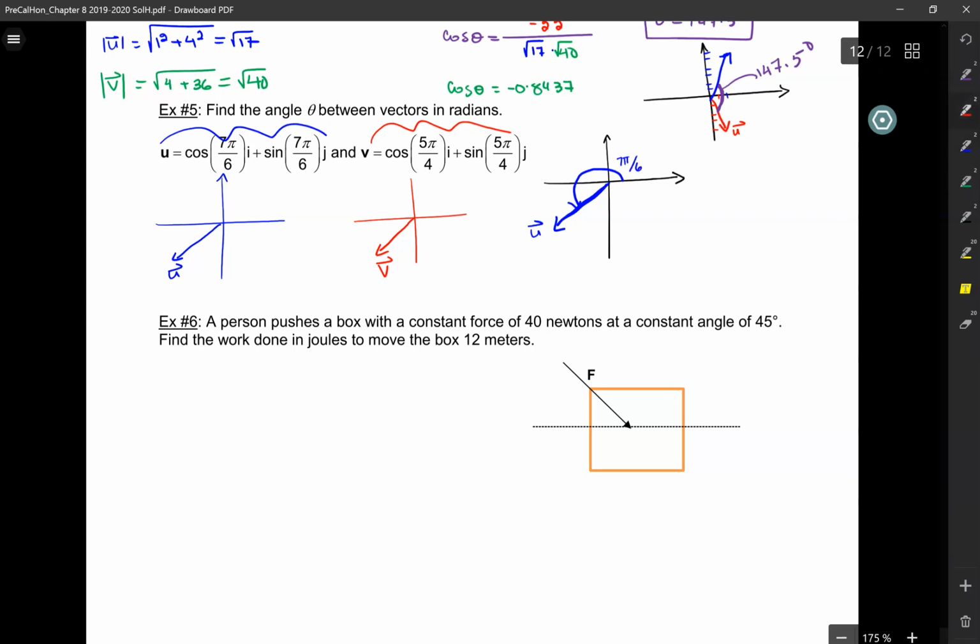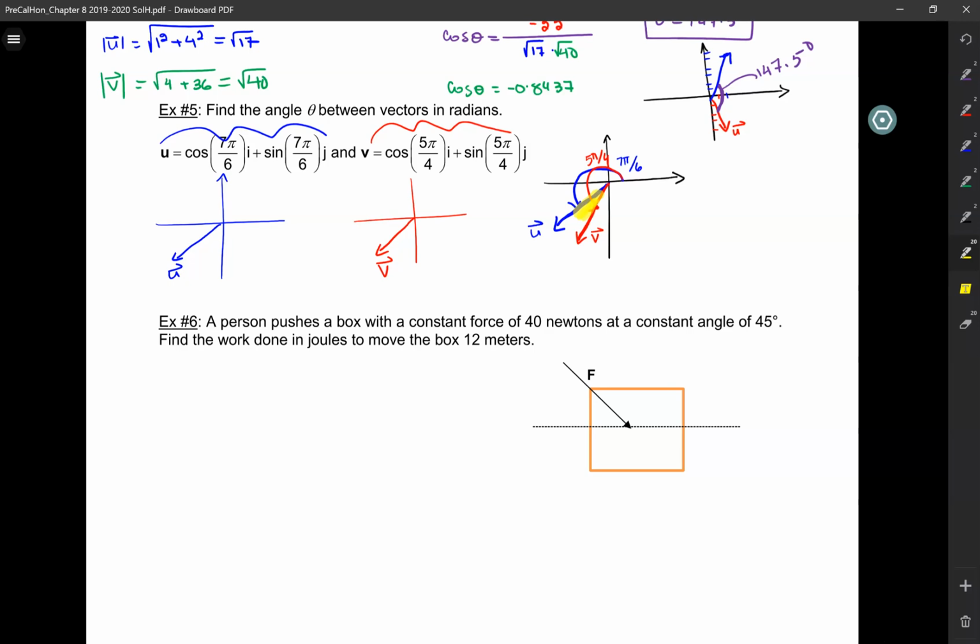Okay, so now let's draw v. For v, we're going to go left root 2 over 2, down root 2 over 2. So that's going to look more like that, v. How much is that angle for v? 5 pi over 4. Okay, if I want the angle in between, then the angle in between is that little part right there.